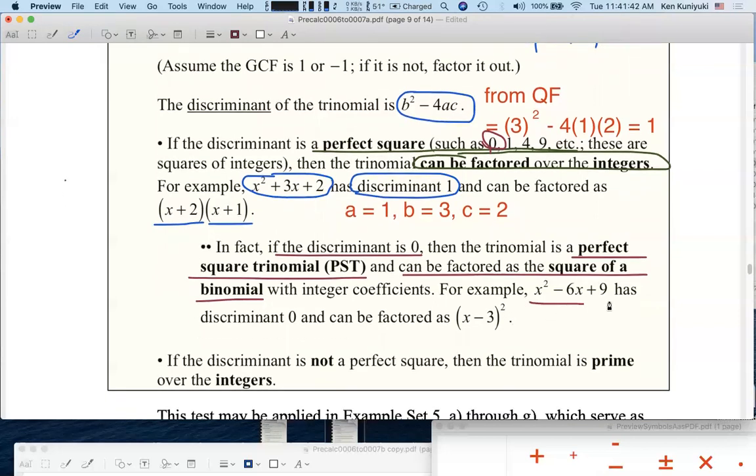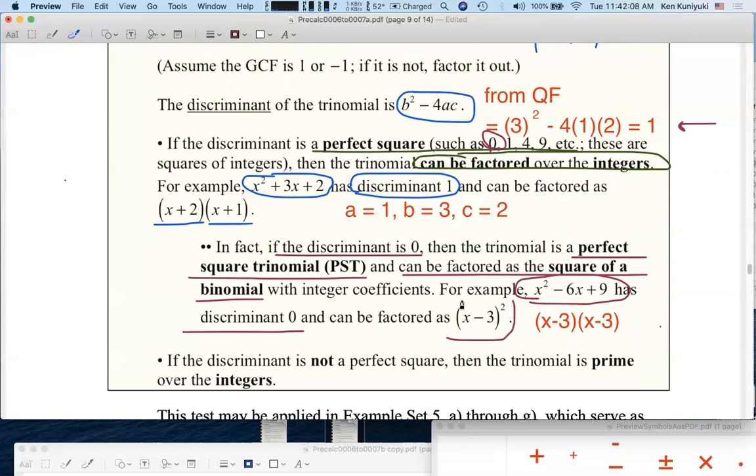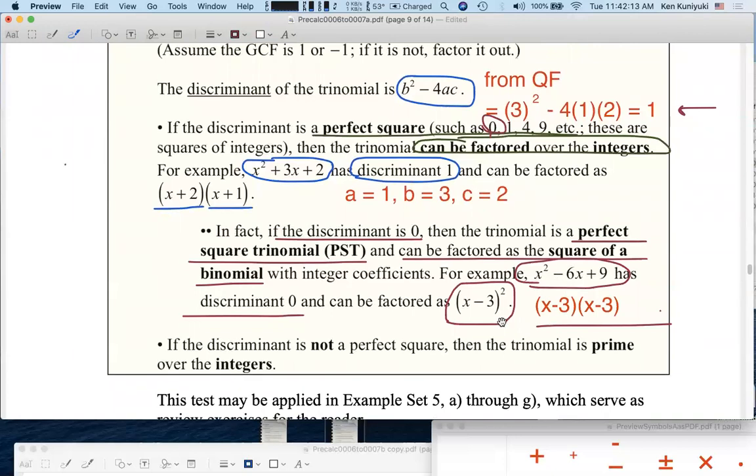So for example, x squared minus 6x plus 9. If you work out the discriminant, like we did over here, it turns out that the discriminant is 0, which means that if you factor this, you're going to end up with basically x minus 3 times itself, or more concisely, the square of x minus 3. We usually prefer this to this in terms of what we write out. A PST can be factored like so, the square of a binomial. We've seen that before.